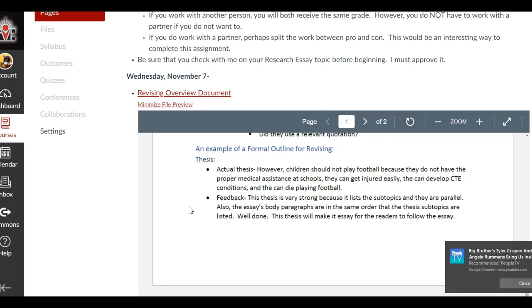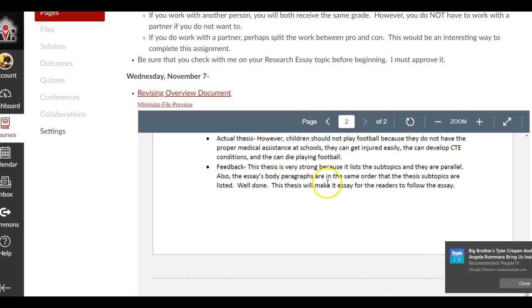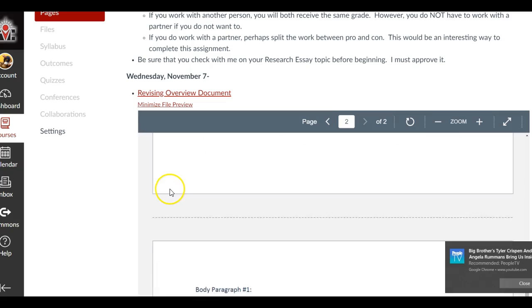So I'm reading an essay, and here's the actual thesis that I found in the introduction paragraph. However, children should not play football because they do not have the proper medical assistance at school. They can get injured easily, and they can develop CTE conditions, and they can die playing football. Notice I typed wrong, they. But anyway, here's the thesis, and then here's the feedback I gave them. So the thesis is very strong because it lists the subtopics. Good.